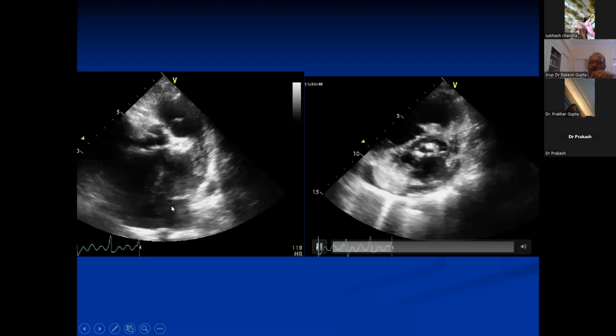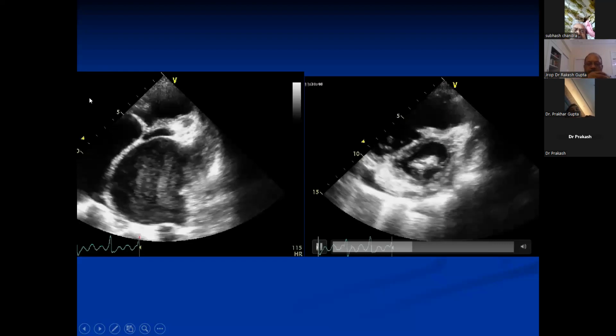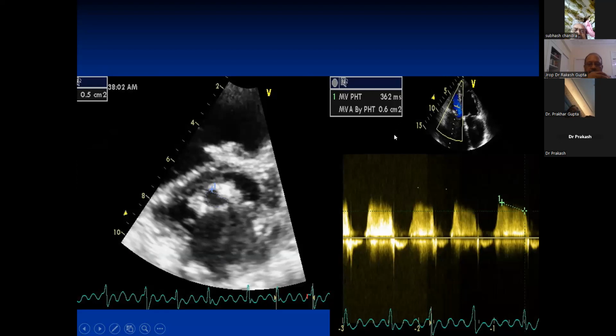Sir, your voice is breaking very much, sir. The area is about 0.5 centimeters square, and luckily it was the same. Eh? And the same thing was seen from the pressure half-time, almost the same.